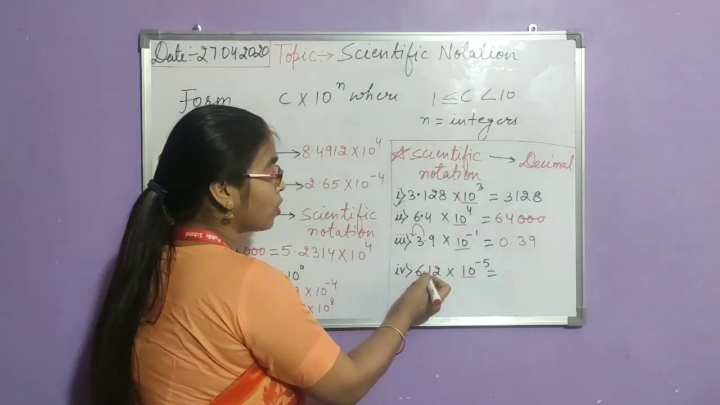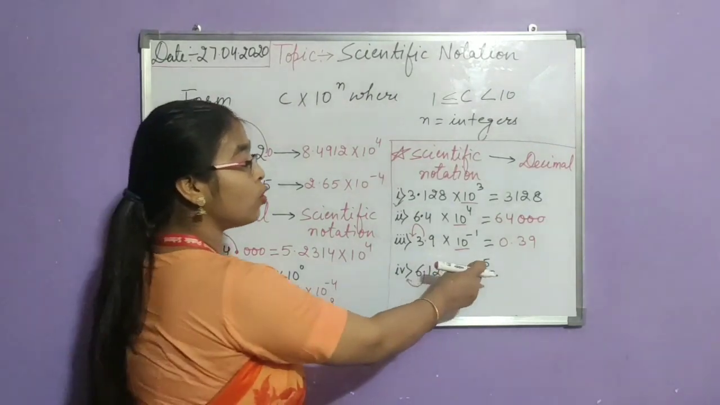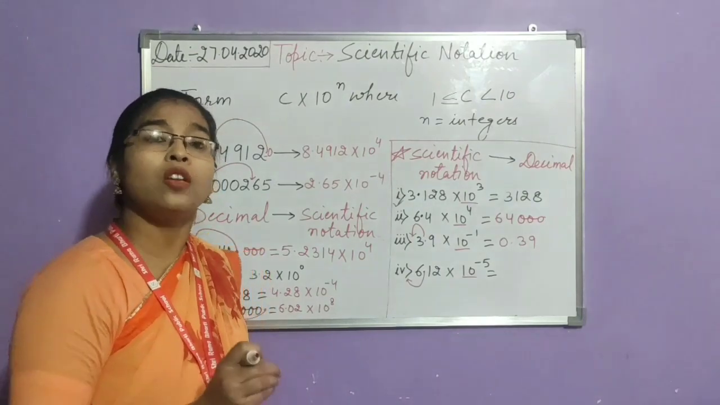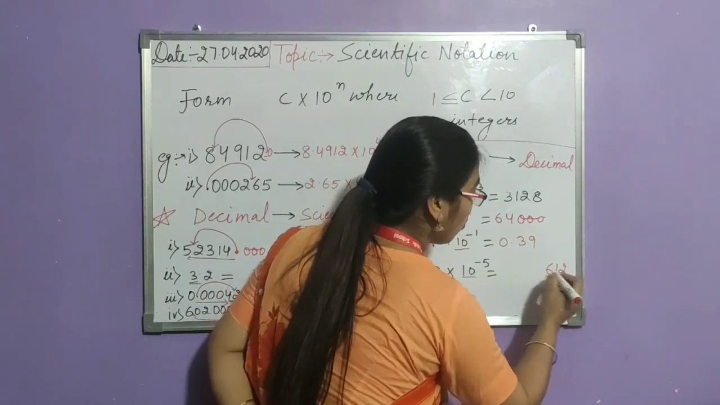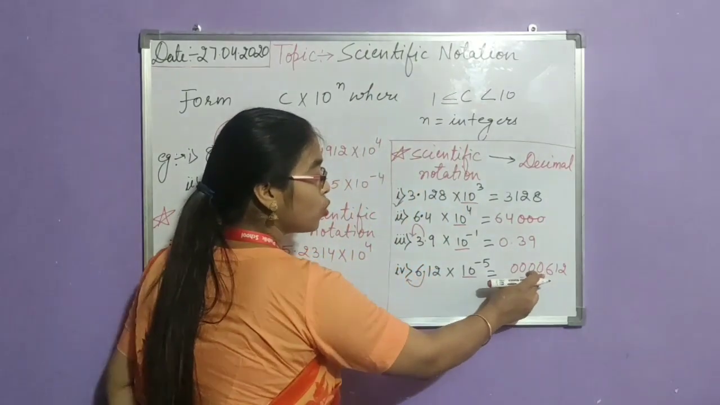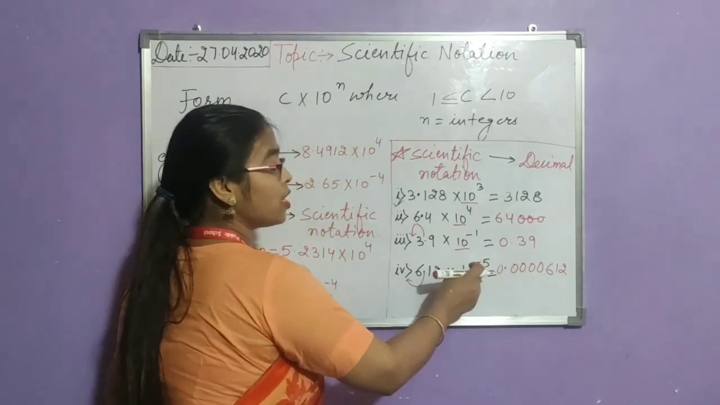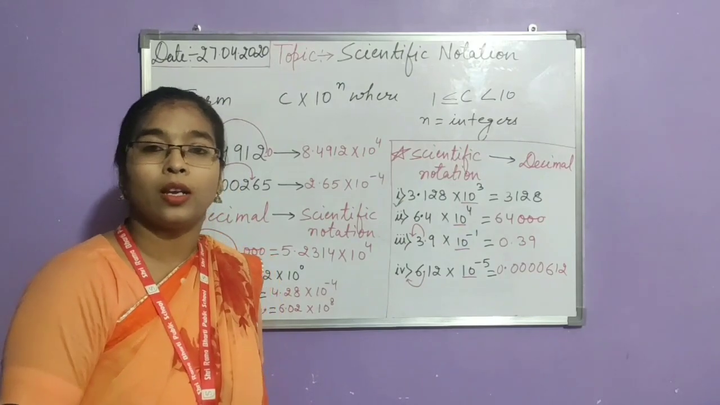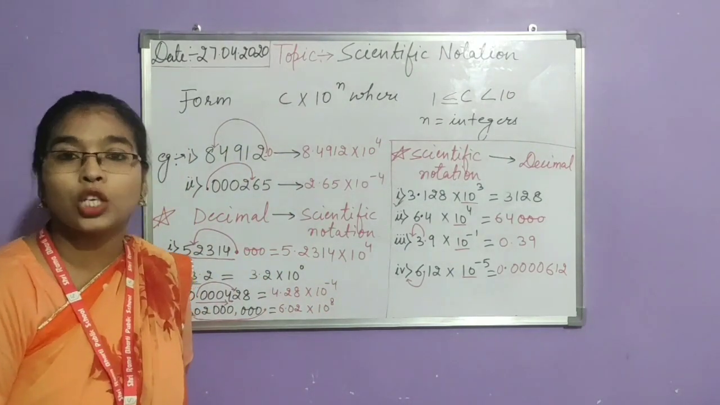Now the last one. Here 10 to the power minus 5 is there. So we have to shift this point before 6. And in order to remove 5, how many digits do we need? We need 5 digits. So this will be 6, 1, 2, 1, 2, 3, 4. Now count 1, 2, 3, 4, 5. So here we have to write down the decimal. As the minus sign is there, it means the number will be smaller than 1. Okay, so this is all about scientific notation. Thank you.